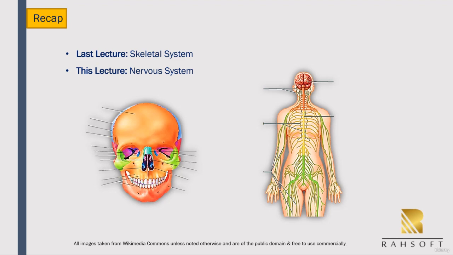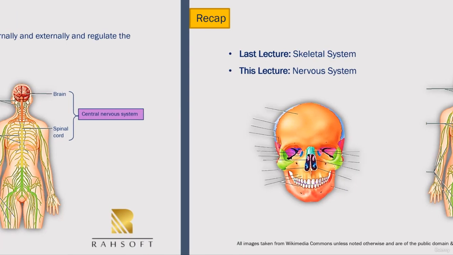In this lecture, we'll look at the nervous system. We'll look at what the nervous system does, its functions, and break it down into neurons and the nervous system systems that allow it to work the way it does.